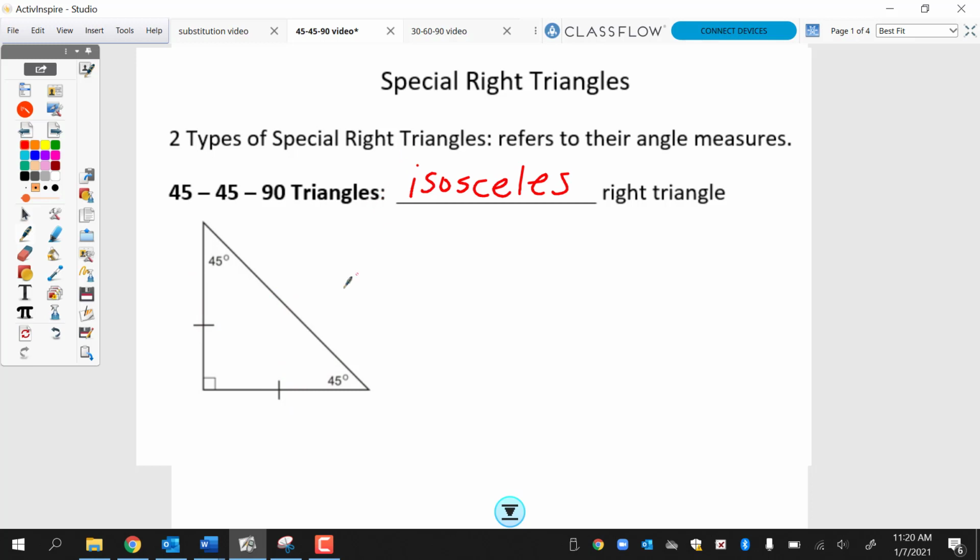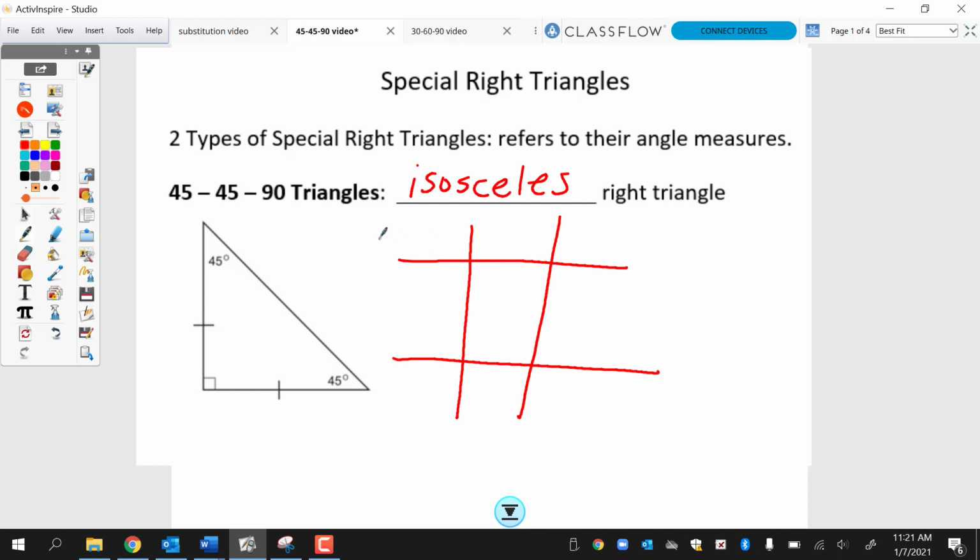But the pattern that this type of triangle always follows, so every time I see that the angles are 45, 45, and 90, that means I can follow this pattern. So the pattern, we draw it in a little chart to help us figure it out. It kind of looks like a tic-tac-toe board. So I'm going to draw this chart. In this first column, I'm going to put the angle measures. So 45, 45, and 90.